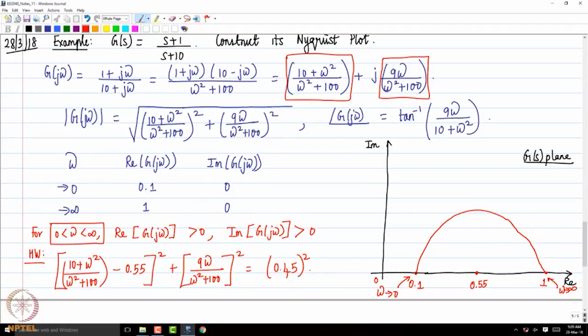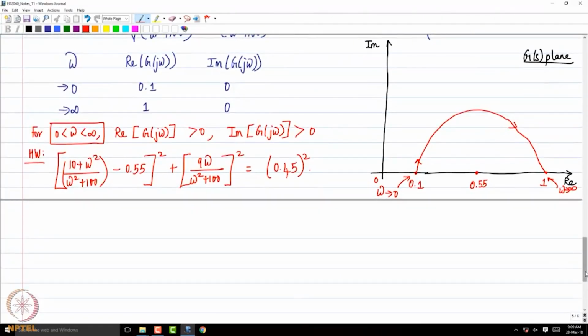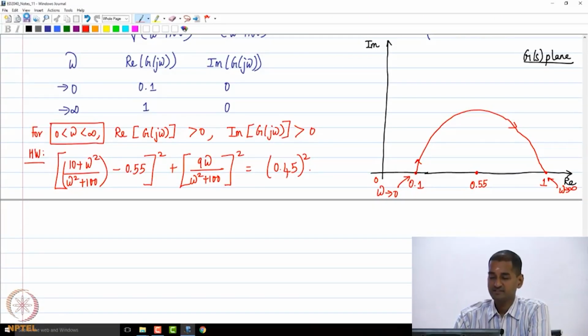Is this okay? Yes, any questions? So it has the maximum value at 0.55, and this radius is going to be 0.45. So that is the Nyquist plot. Please do this as homework, so you can double check that this is the equation in this scenario.